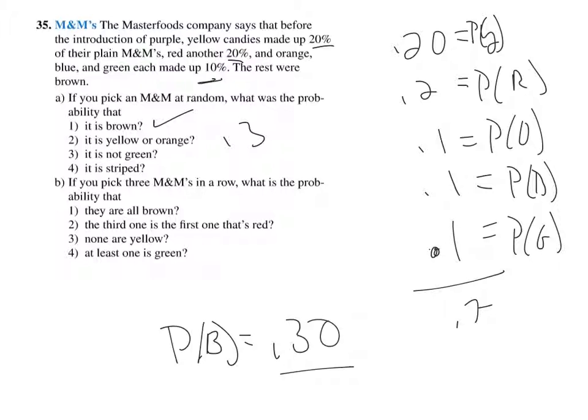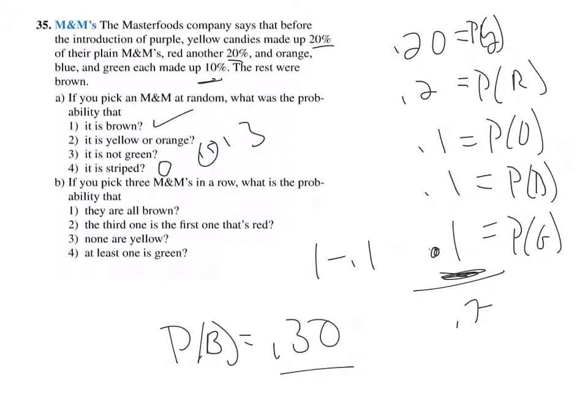Not green, well, that's a complement. I know the probability of an M&M being green was 0.1, so 1 minus 0.1 would be 0.9. And back at this time, there were no striped M&Ms, so the probability of that happening is 0.